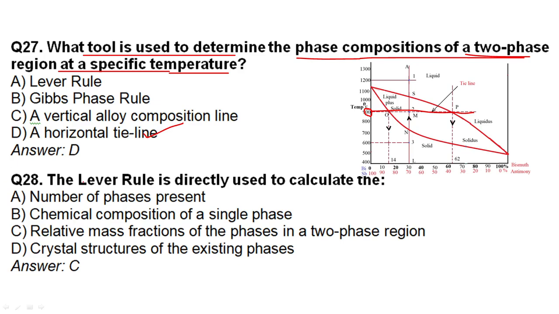The lever rule is directly used to calculate which of these: A, number of phases present; B, chemical composition of a single phase; C, relative mass fraction of the phases in a two phase region; D, crystal structure of the existing phase. The answer is that the lever rule is mainly used to calculate the relative mass fraction of the phases in a two phase region. When two compounds A and B mix, we use the lever rule to find out what percentage of A and what percentage of B is present.